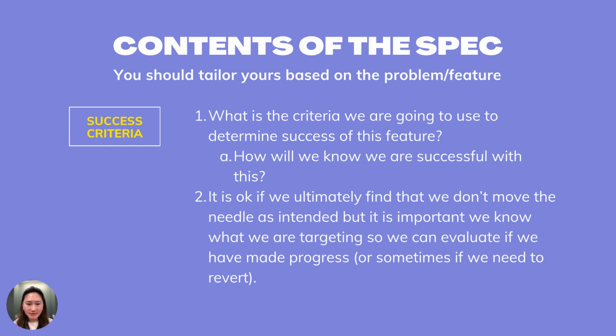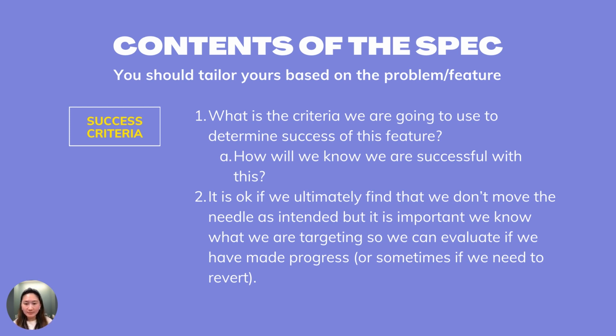In the success criteria, this is where we can determine how we will know we're successful with this feature. So you want to list out the specific criteria that you're going to use to evaluate the success. It's okay if these don't necessarily apply later on as you implement this feature, but it's important to know what we're targeting so that we can evaluate once we have made progress.